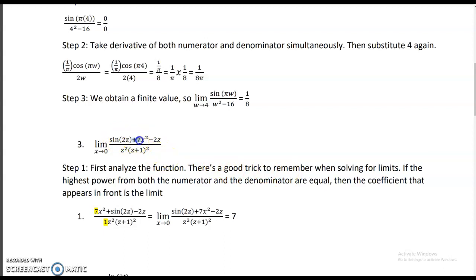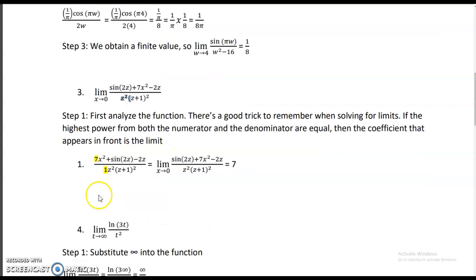As you can see here, 7x squared and x squared. I move 7x squared to the front, and I move x squared to the front. And this x squared is just 1 in the front because 1 times anything is itself. So you get 7 over 1, as highlighted here, and you get 7. Since you get a whole number and not 0 over 0 or infinity over infinity, the answer is 7. And you don't even need to do L'Hopital's.